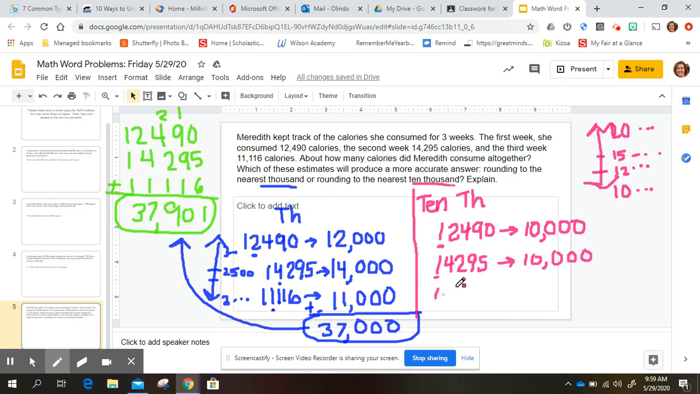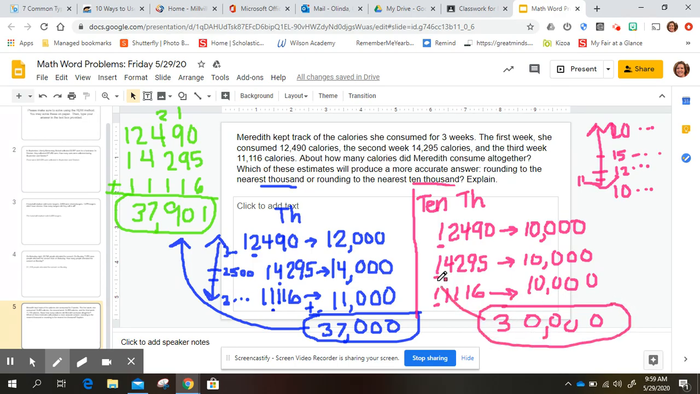And the last one, 11,116. The 1 is in the 10,000 spot. So we'll go 10,000 to 20,000, and this is an 11, so that would be right around here. And again, that's closest to 10,000. So each of these numbers rounded to 10,000. That's their closest 10,000 spot. And so most of you know that 10,000 plus 10,000 plus 10,000 would be 30,000. And so is this answer closer to that?